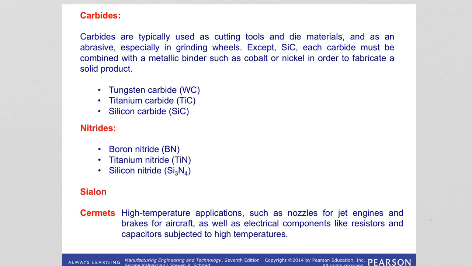So these materials are typically used in cutting tools and die materials because of their hardness and wear resistance. Usually they are mixed with a metallic binder such as cobalt and nickel. This is to be able to shape them, fabricate them into solid products.